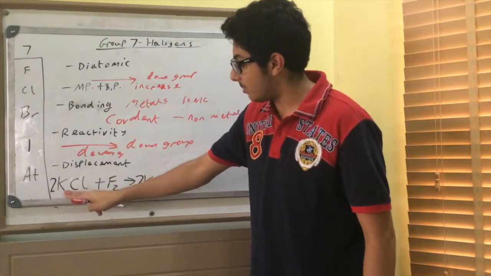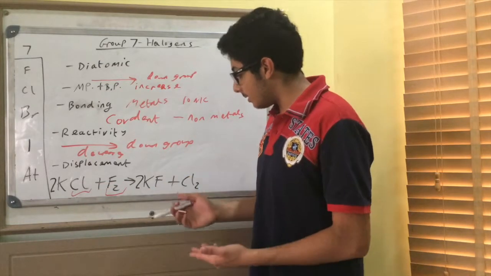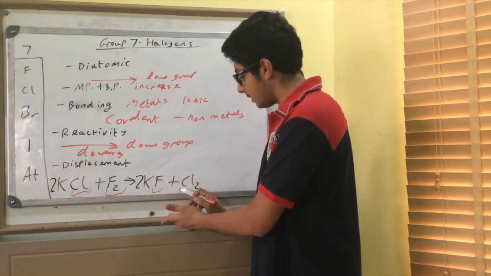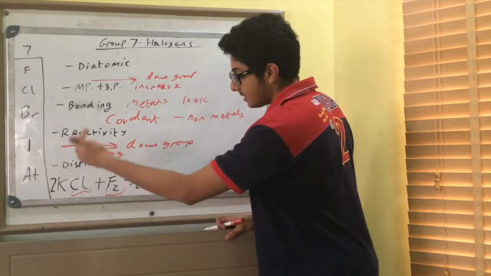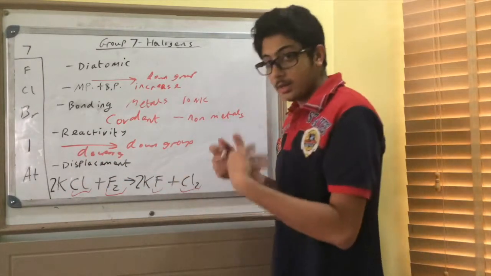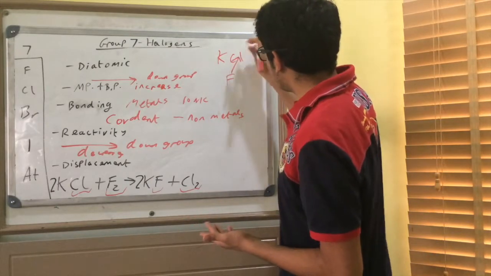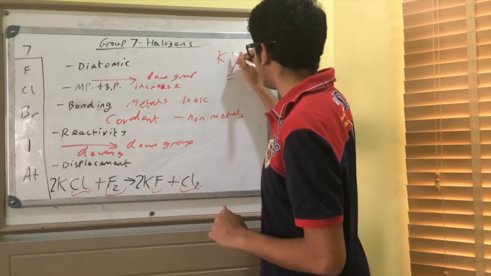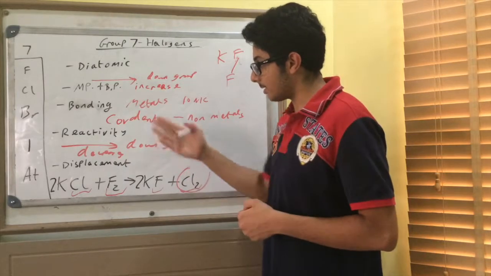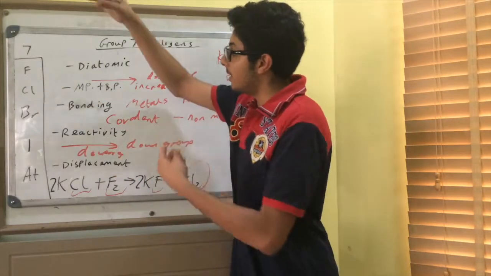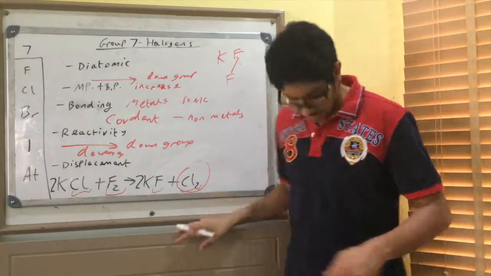Here you've got potassium chloride, here's a halogen, and fluorine gives you potassium fluoride and chlorine. What has happened? Fluorine has displaced the chlorine in potassium chloride. So you have your potassium chloride. The fluorine has replaced the chlorine, giving you chlorine on its own. So fluorine has displaced chlorine. Why? Because it's more reactive. The higher in the group, the more reactive. As you go down, reactivity decreases.